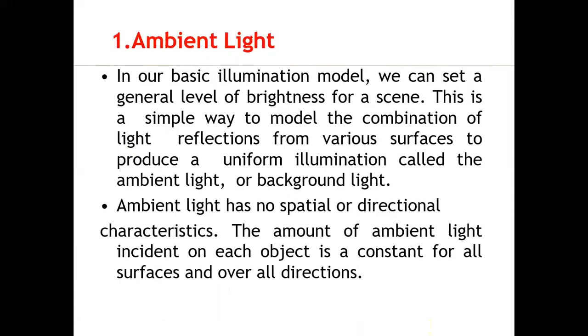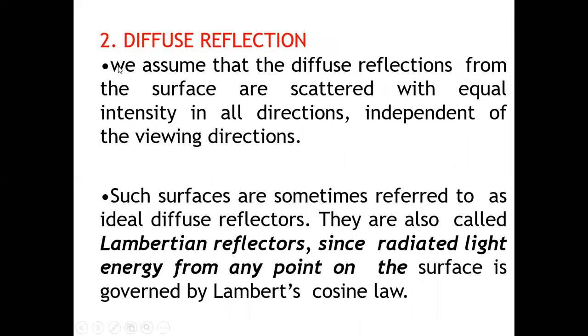For example, the light from the sun is ambient light. Ambient light has no spatial or directional characteristics, and the amount of ambient light incident on each object is constant for all the surfaces and over all the directions. The second type of illumination model is diffuse reflection.